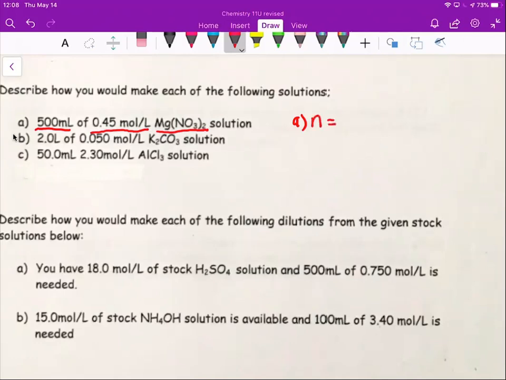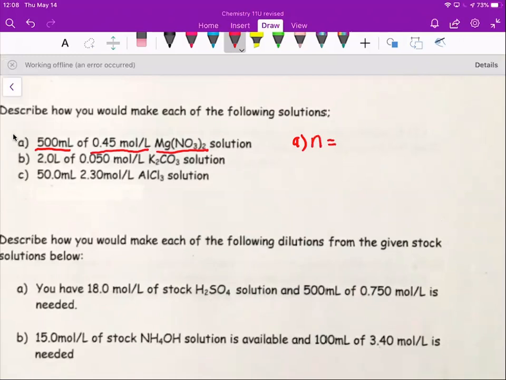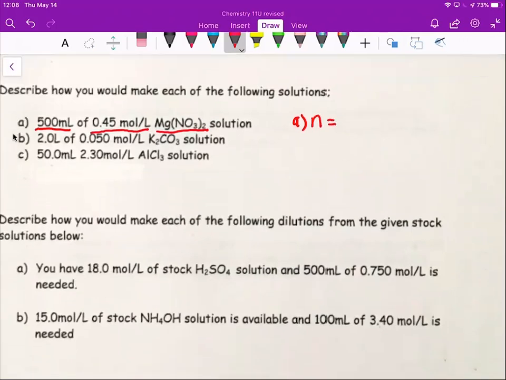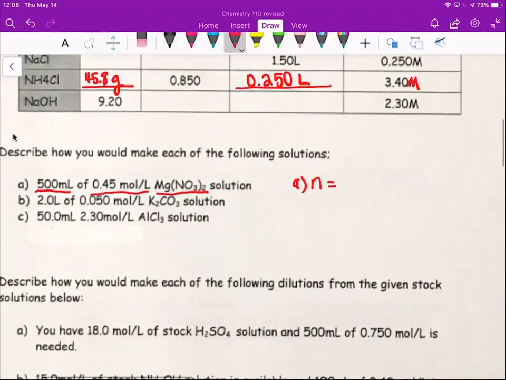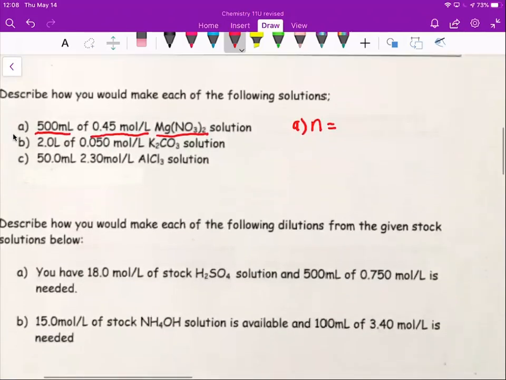Well, I'm not given the number of moles, so I have to find the number of moles required from the volume, which is given, times the concentration. Again, volume should always be in liters. So we have half a liter times 0.45 mole per liter.